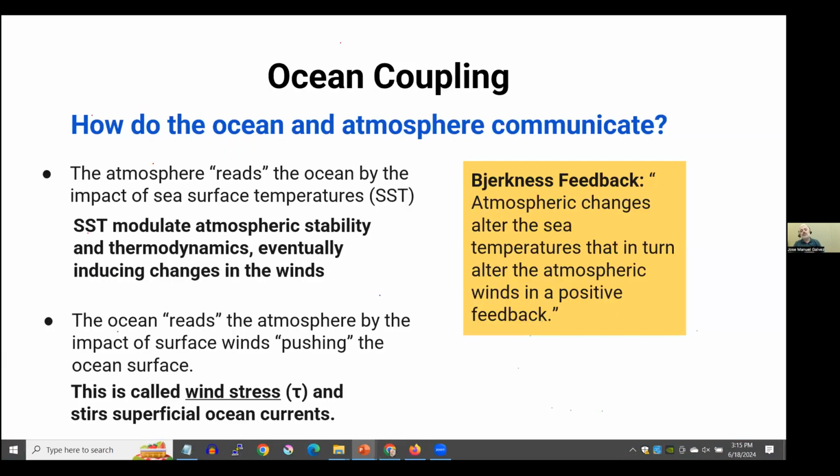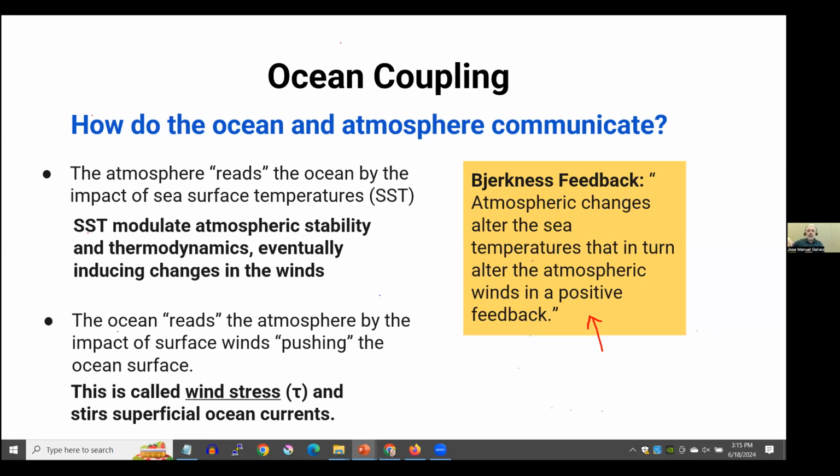So we already spoke about ocean coupling. There is a concept, and you could Google this for papers because I don't have one handy, the Bjerknes feedback. Basically the Bjerknes feedback says that atmospheric changes alter the sea temperatures that in turn alter the atmospheric winds, causing a positive feedback. So basically, the atmosphere and the ocean are related. They work together sometimes. So how do the oceans and the atmosphere communicate?